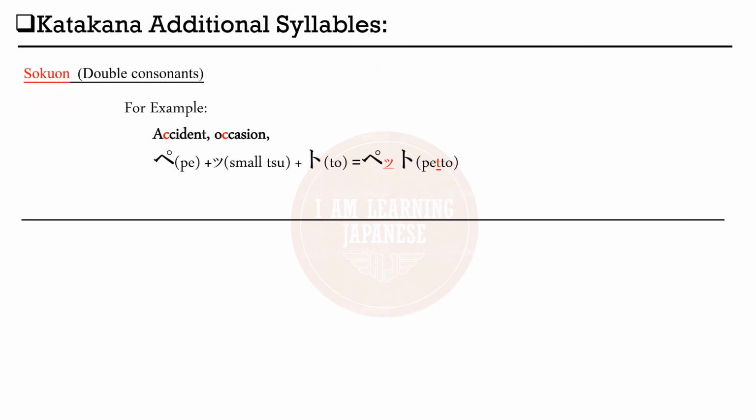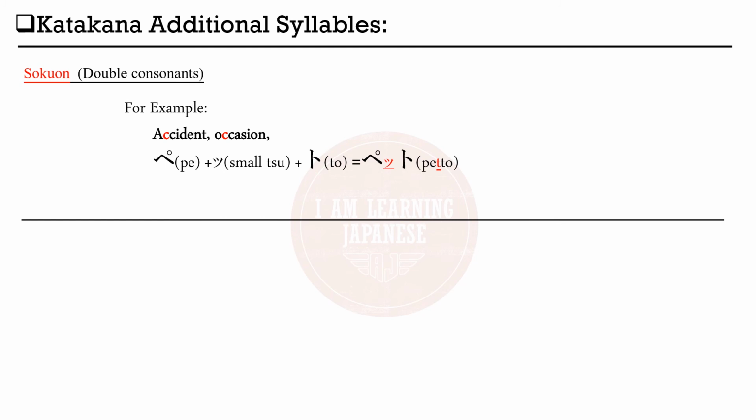Sokuon, or double consonants, occurs when a syllable is to be stressed in pronunciation. Let us see the examples: the words accident, occasion. You can see the same letter has been repeated twice just to make sure that there is a stress in the pronunciation, by which it can obtain the right meaning. Accident, occasion. So this condition is called Sokuon.